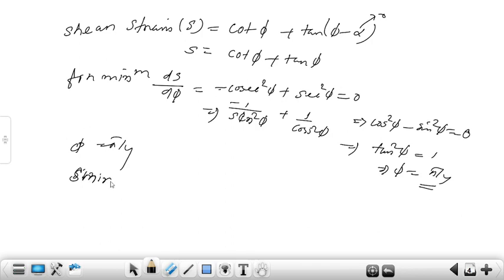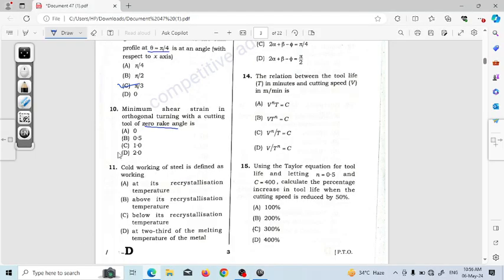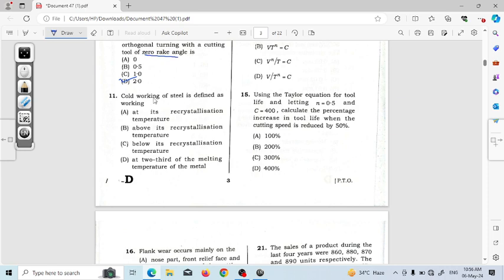So to find S minimum, putting the value of pi by 4 in this equation, we get cot pi by 4 plus tan pi by 4. Cot pi by 4 is 1 and tan pi by 4 is 1. So the value is 2. The answer will be 2. Option D is the correct answer. Next, cold working of steel is defined as, so cold working is below recrystallization temperature. So option C is the correct answer.